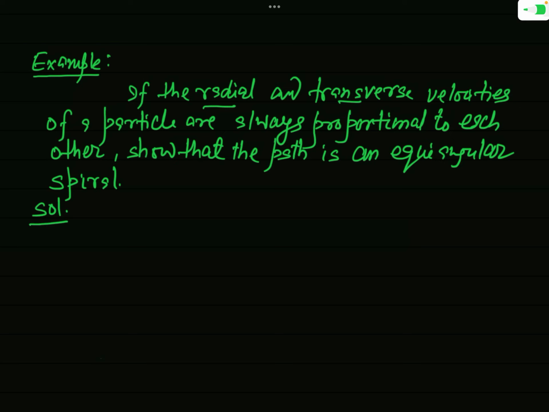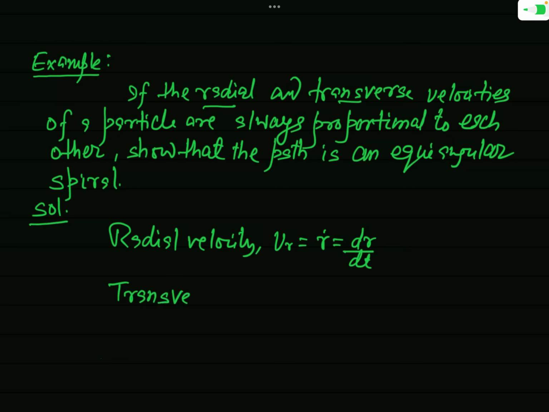You know how radial velocity is defined, you have just seen. The radial velocity is defined as Vr equal to r dot, and that means dr by dt. And how is the transverse velocity defined? You have seen that the transverse velocity is defined as V theta equal to r theta dot, and this is simply r d theta by dt.